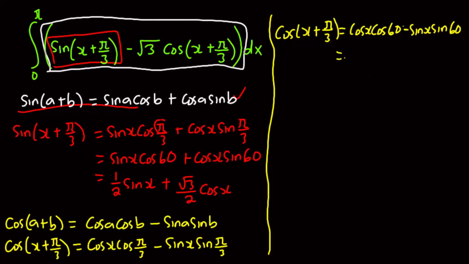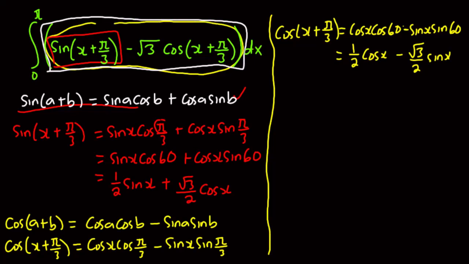And so breaking it down, cos 60 is 1 over 2. So cos 60 is 1 over 2. So this gives us 1 over 2 cos x minus sin 60, which is root 3 over 2, so root 3 over 2 sin x. So what I'm going to do now is put these two together. I'm going to put the simplified form together and simplify.